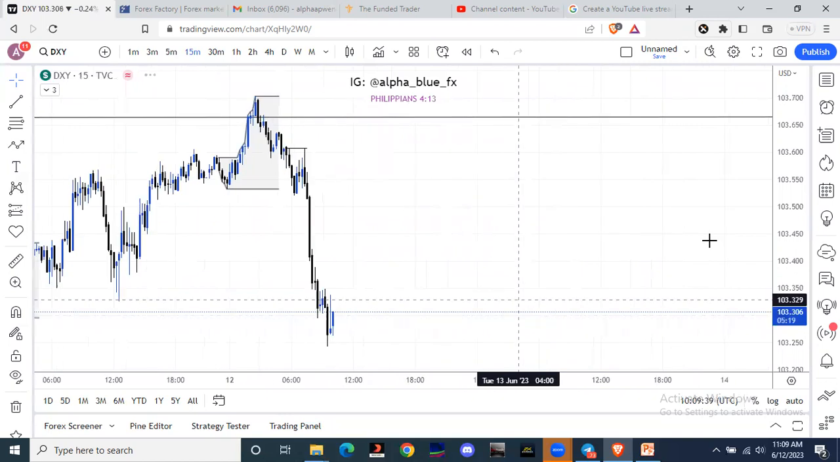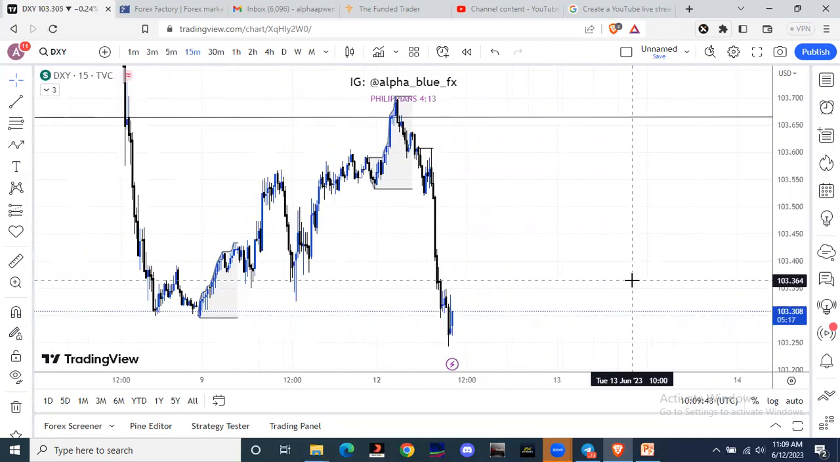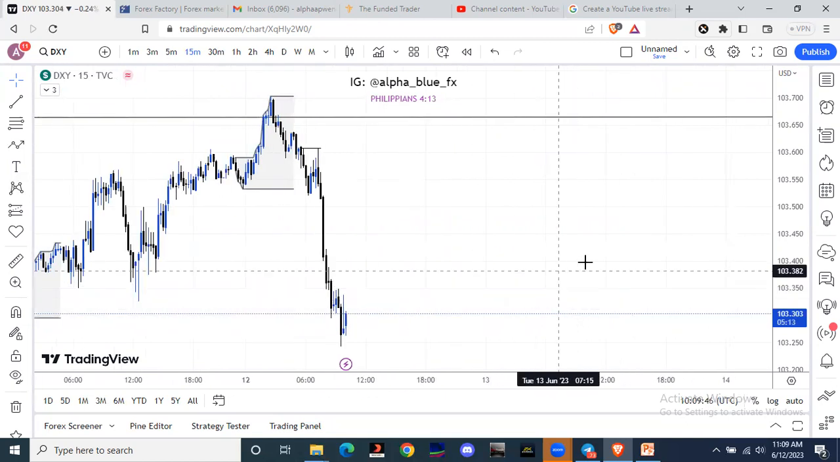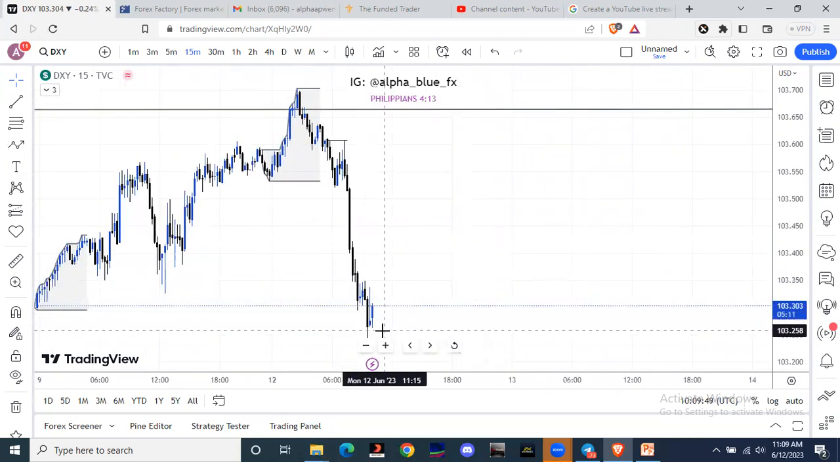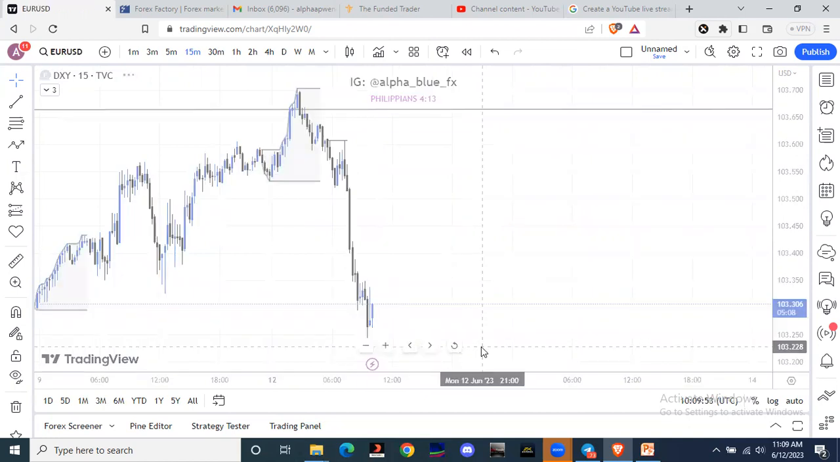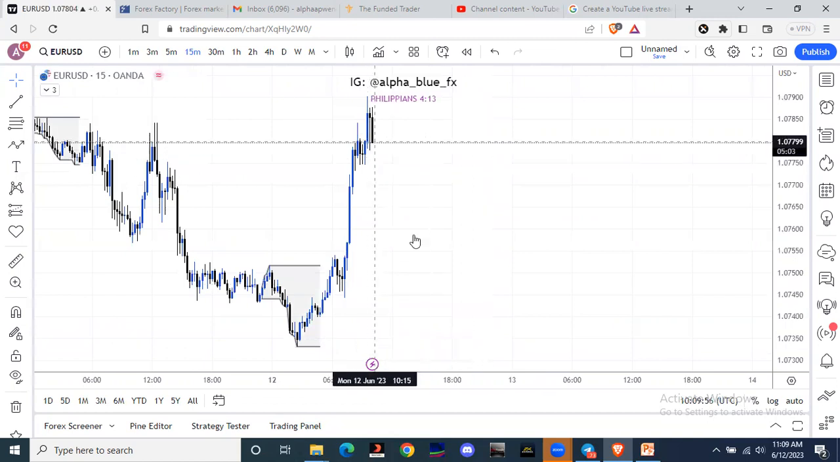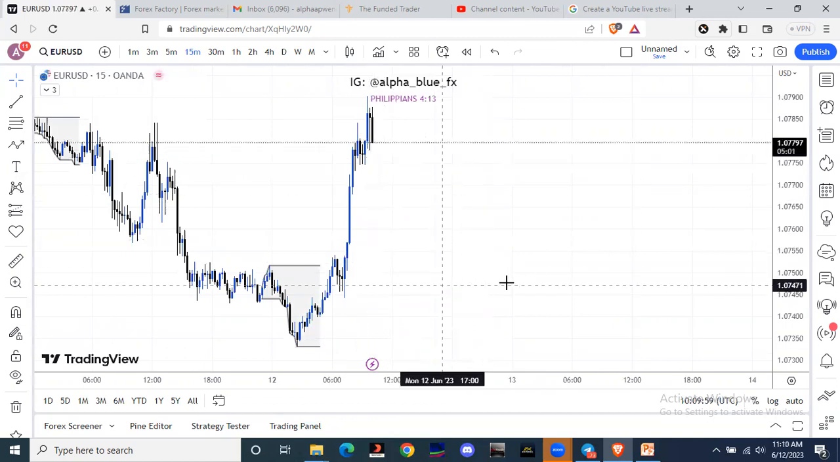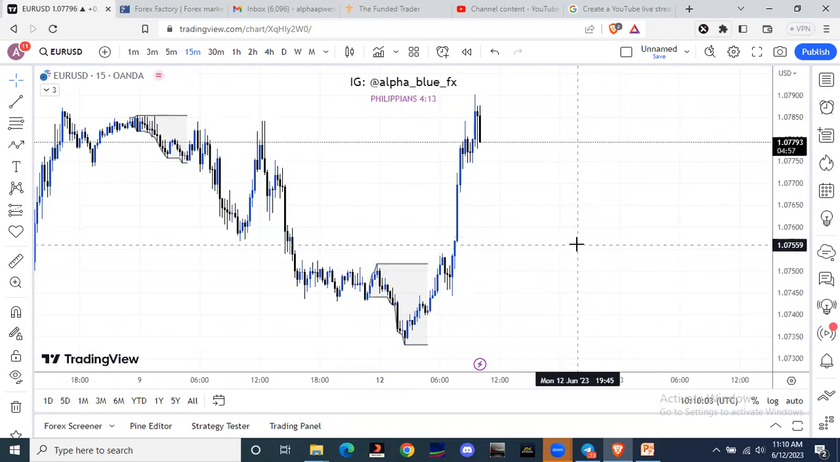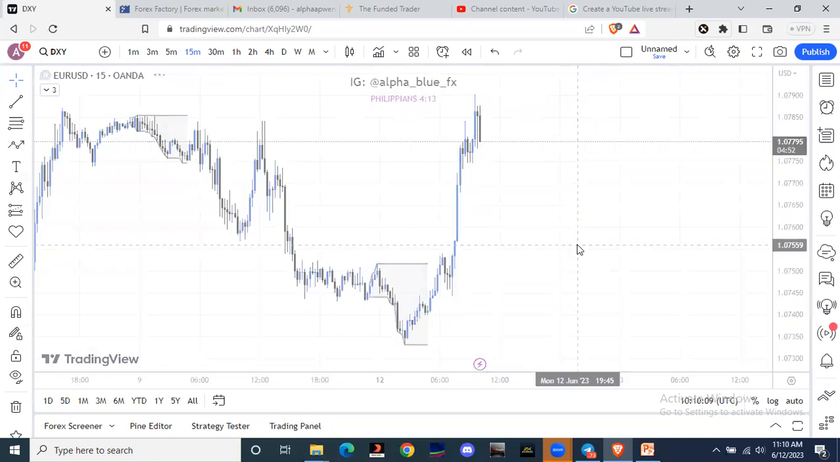Now let's go to, this is 15 minutes, right? You see that the candle on DXY is going bullish right here. If we go to Euro USD, you see that it's bearish. You see that Euro USD is bearish. So you can check it on your own phone or your device. You see that it's inversely proportional to Euro USD. It's doing the direct opposite of what Euro USD is doing.